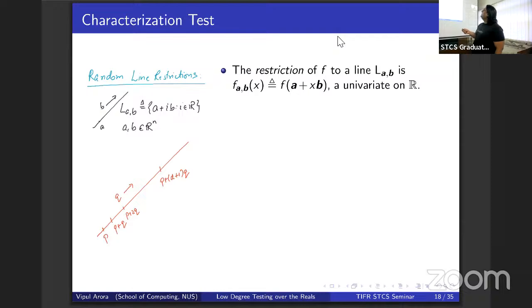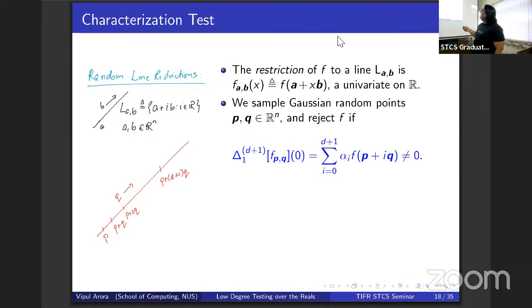So pictorially, the characterization test is nothing but this. You take random Gaussian points p and q. And on this line, you take D plus 2 many points: p plus q, p plus 2q, up to p plus (D plus 1)q. And you test whether this linear form is 0.